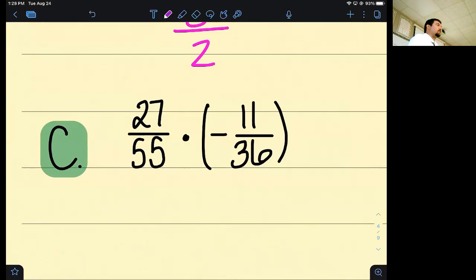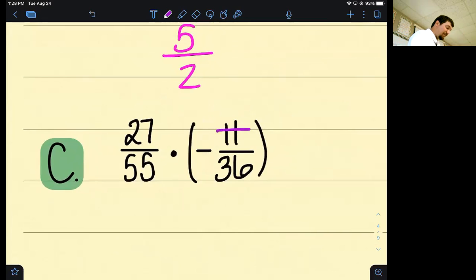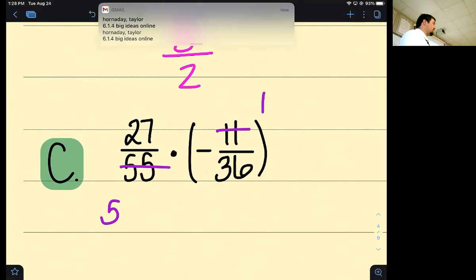What do you see that cancels? Jimmy? 55 and 11. Exactly. 11 goes into 11 once, and 11 goes into 55 5 times. That's going to save us a ton of time. Jace, do you see anything else that cancels? There is something that cancels.